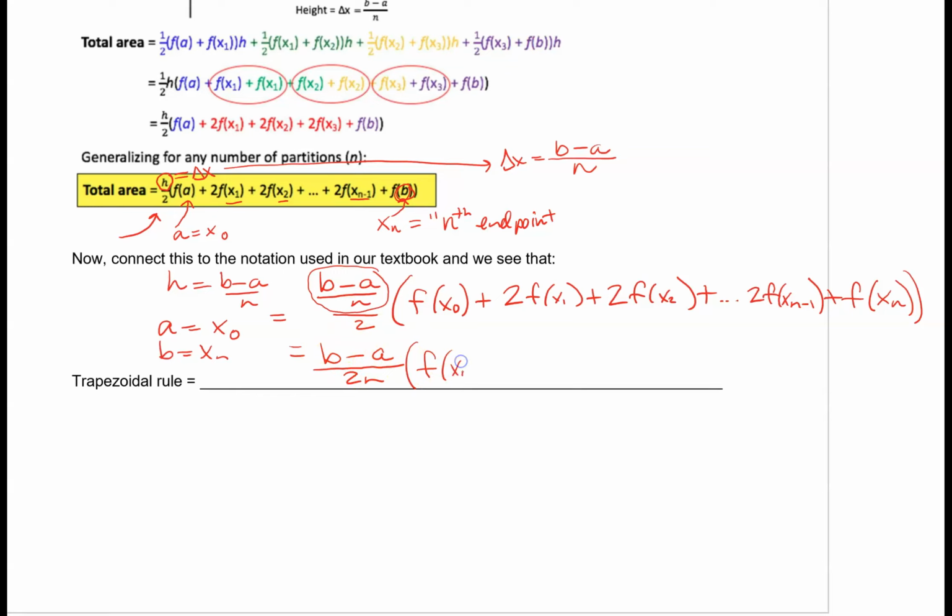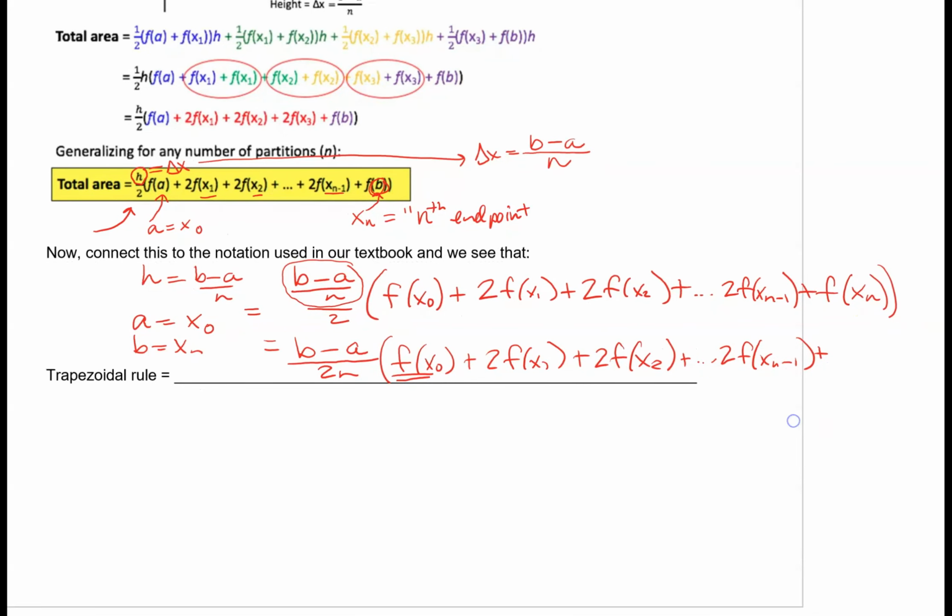And then these were all of my different bases. Base 1 plus base 2, except that base 2 was also used as base 1 for the next trapezoid, so it was used twice. This one is used as base 2 for the second trapezoid and base 1 for the third, and so on and so forth. So our in-between y values get doubled, and our far left and far right y values are only used once.